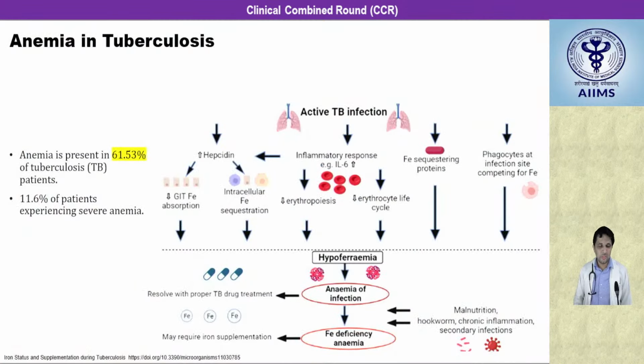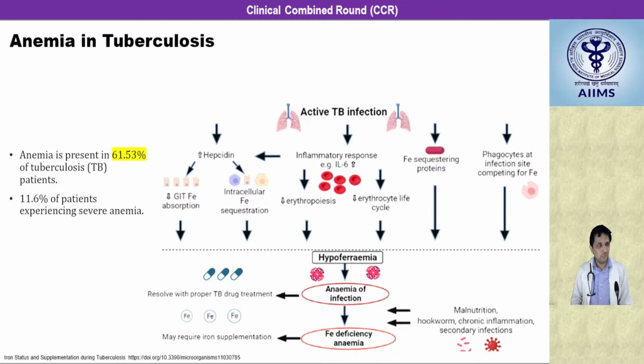Anemia is very common in TB, and it has a prevalence of 61%, and around 11% of patients present with severe anemia. Anemia in TB can be due to multiple mechanisms. One of the mechanisms is an increased inflammatory state that leads to an increase in IL-6 and TNF-alpha, which causes an increase in hepcidin, which down-regulates absorption from the GIT and causes intracellular sequestration. It also leads to decreased erythropoiesis from the bone marrow and decreases the lifespan of RBCs.